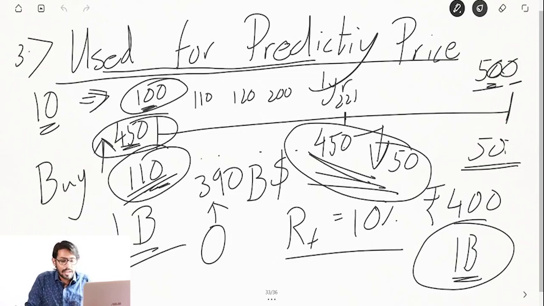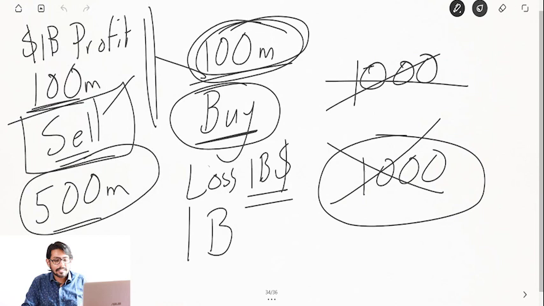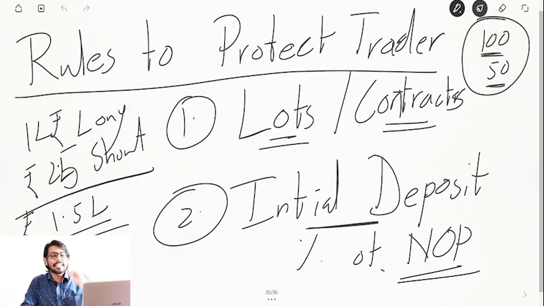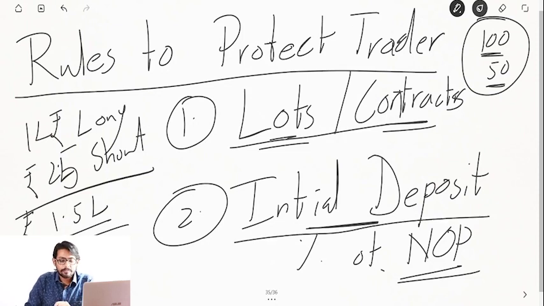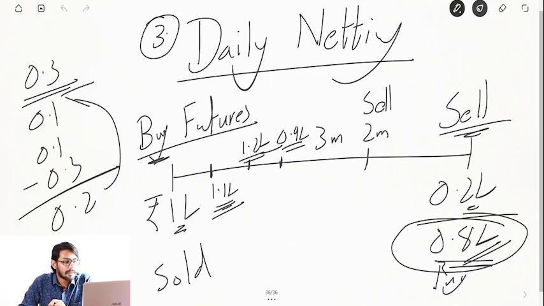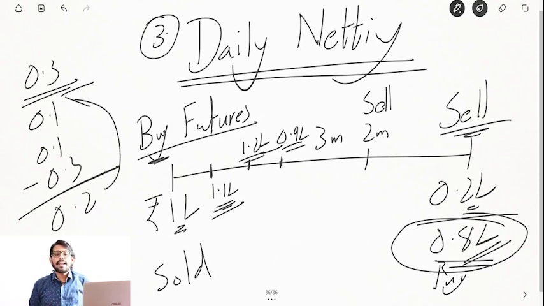To protect the investors, to protect the trader, SEBI and stock exchanges have certain rules. One, you can trade only in lots or contracts. Two, you have to make an initial deposit. Three, profit or loss will be computed on a daily basis. This is called daily netting. So with that, the theoretical portion, the concepts of futures, is done.